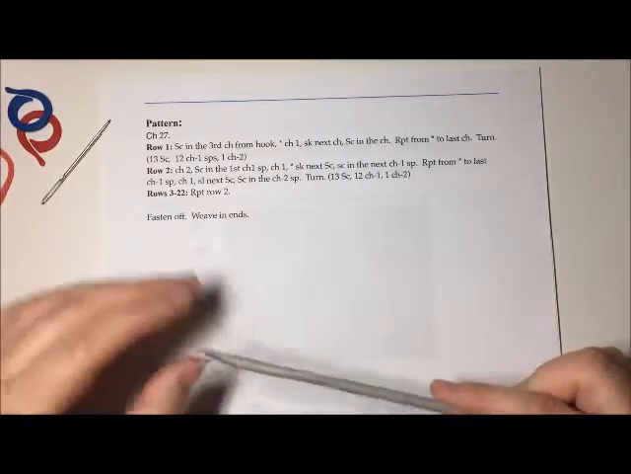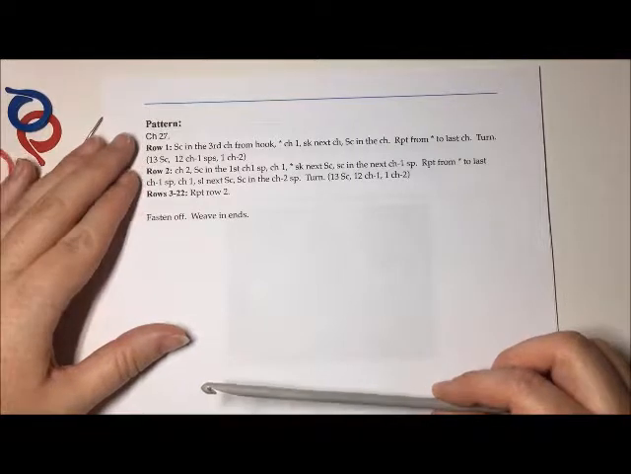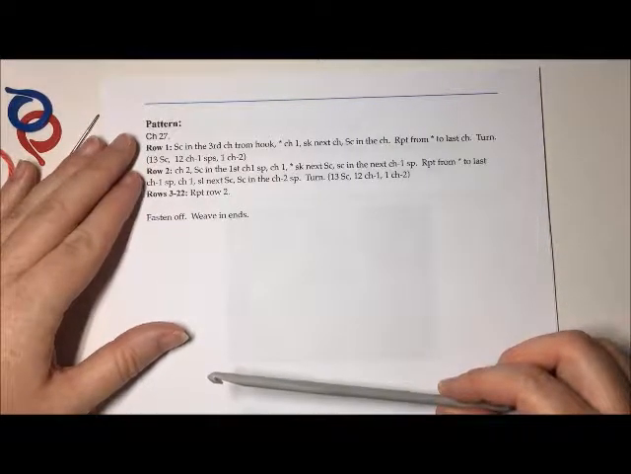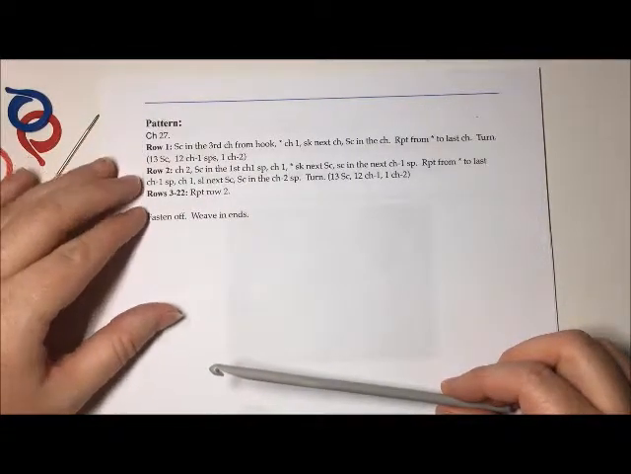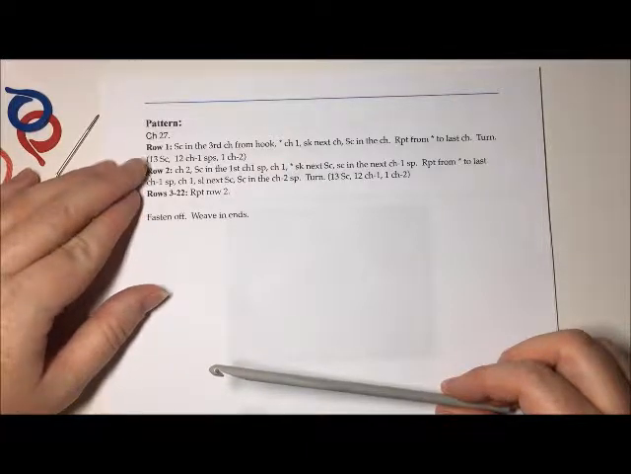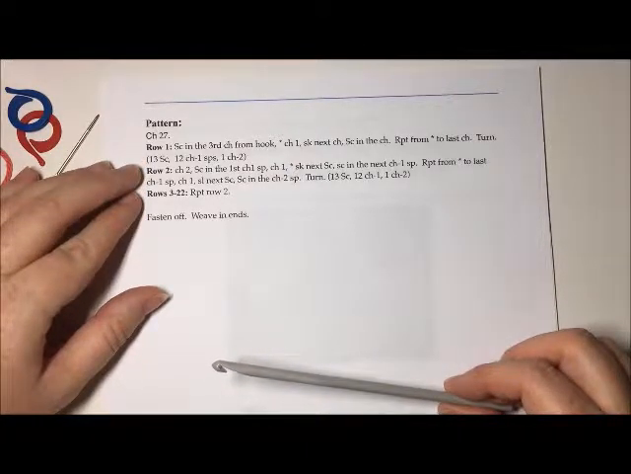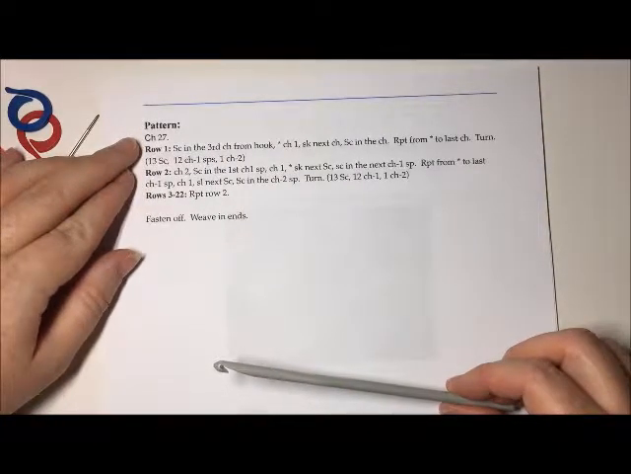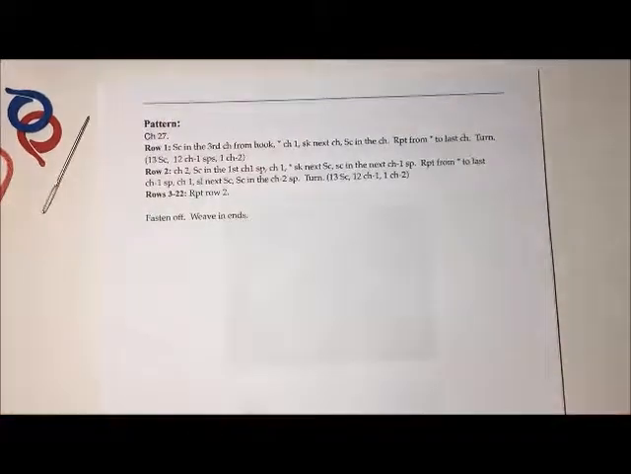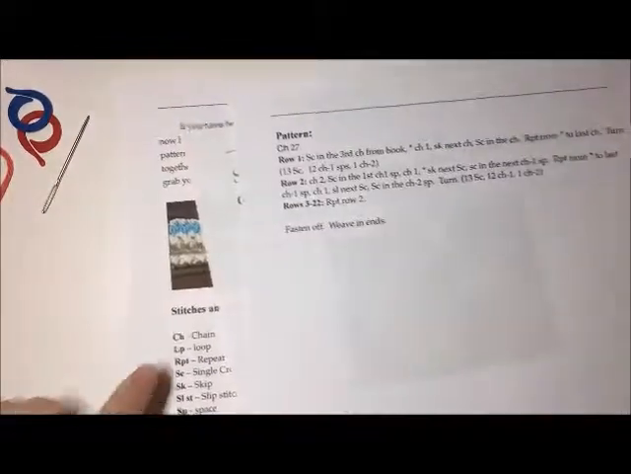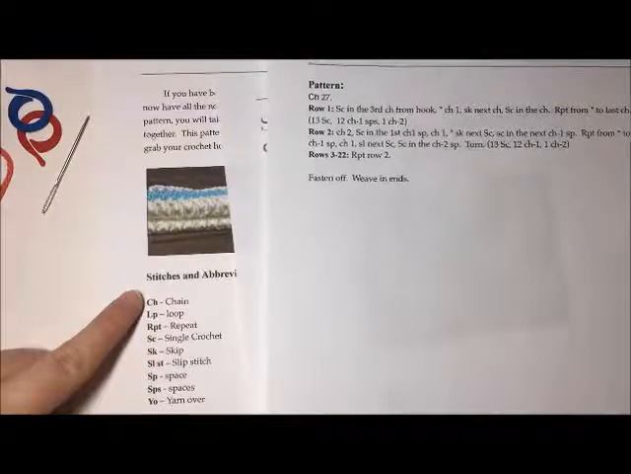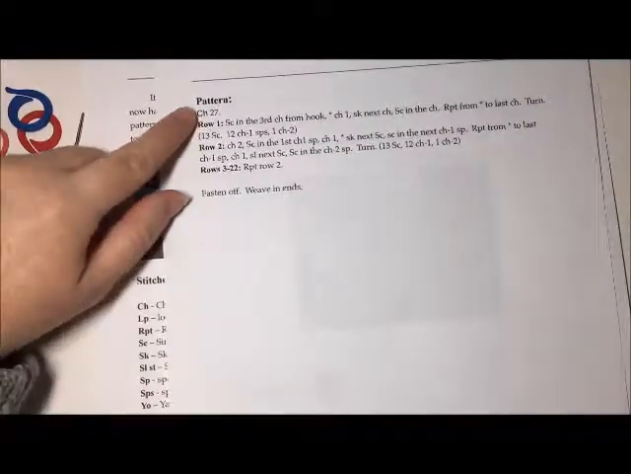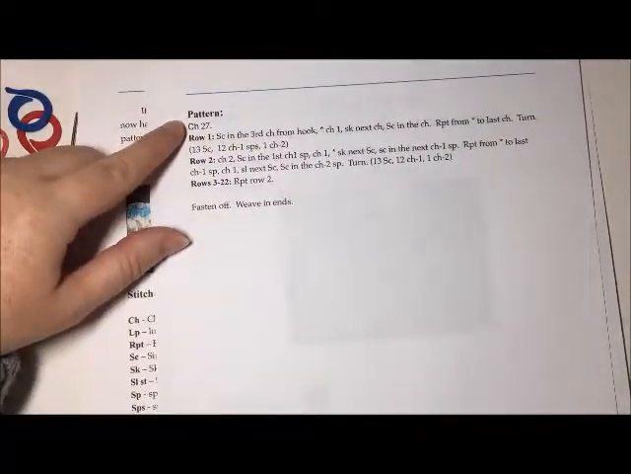Now, something that has been taught to me when you are first starting out learning how to read a crochet pattern: if you are finding that you are getting confused or overwhelmed with all of these abbreviations, don't be afraid to take your pattern and write it out in full form. So here, for instance, it says CH27. Well, if you go back to your stitches and abbreviations, you will see that CH stands for chain. So you're going to chain 27 and write that down.